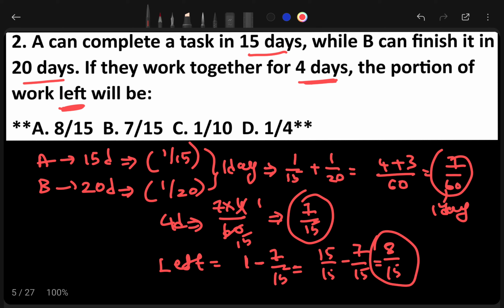8 by 15 is this option. Option A is the answer here. Simple, option A. The problem is completed. Now we shall go for the next one.